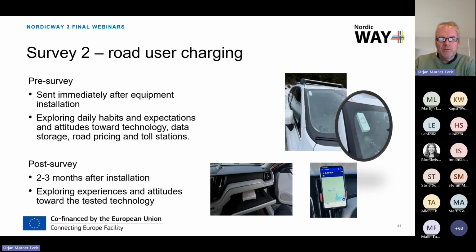We had a pre-survey that was sent out immediately after equipment installation, and we had equipment in the car that registered where and when you were driving, so that we could explore any changes in how you were using the city. Then we had a post-survey 2 or 3 months after installation, exploring experience and attitudes toward the tested technology.